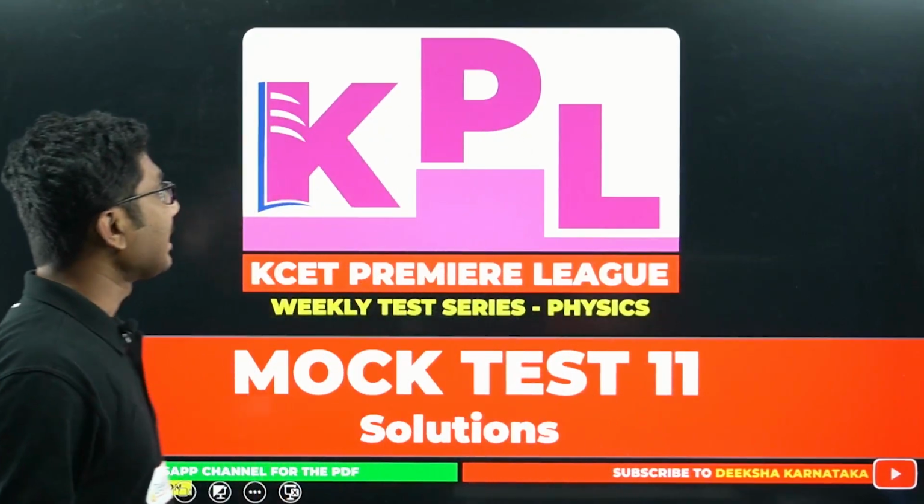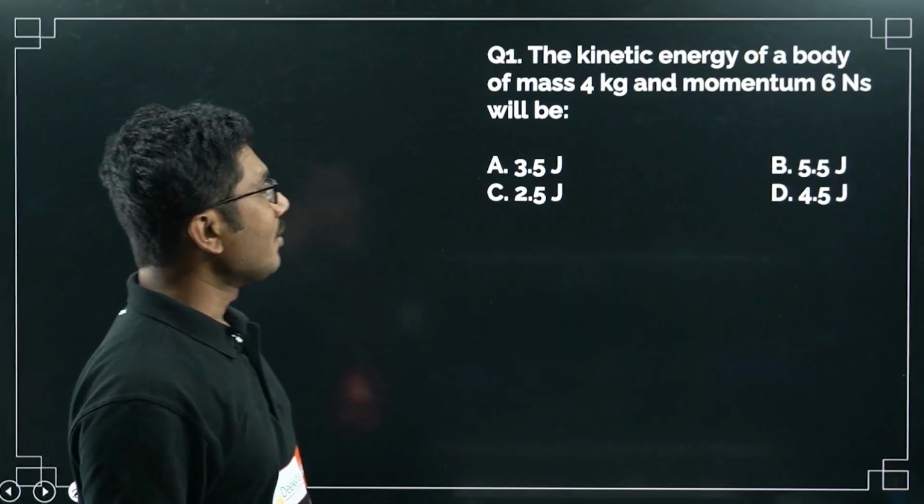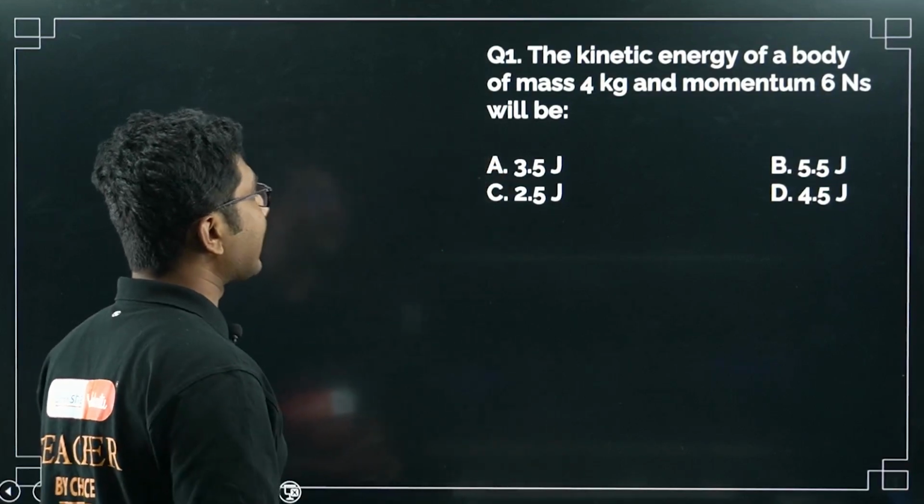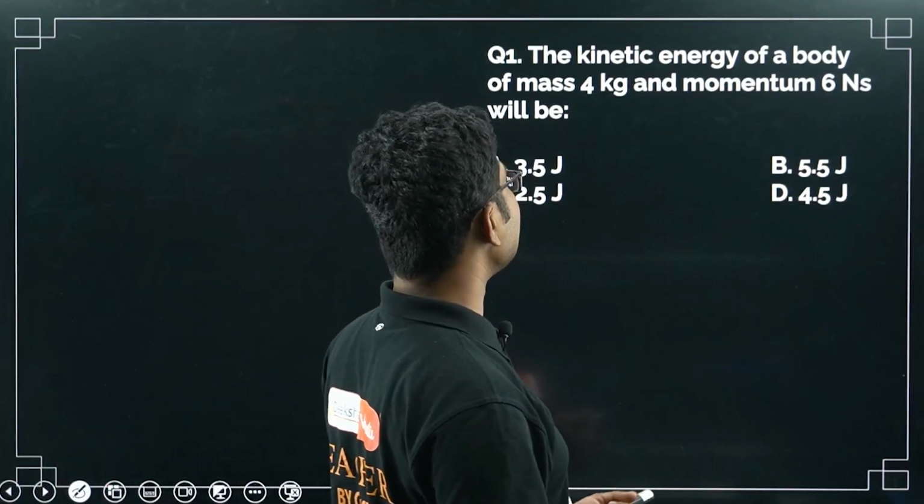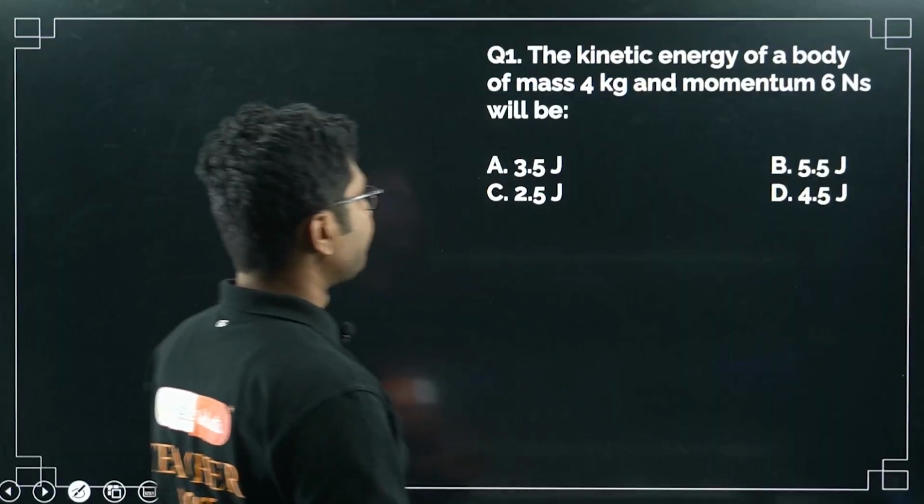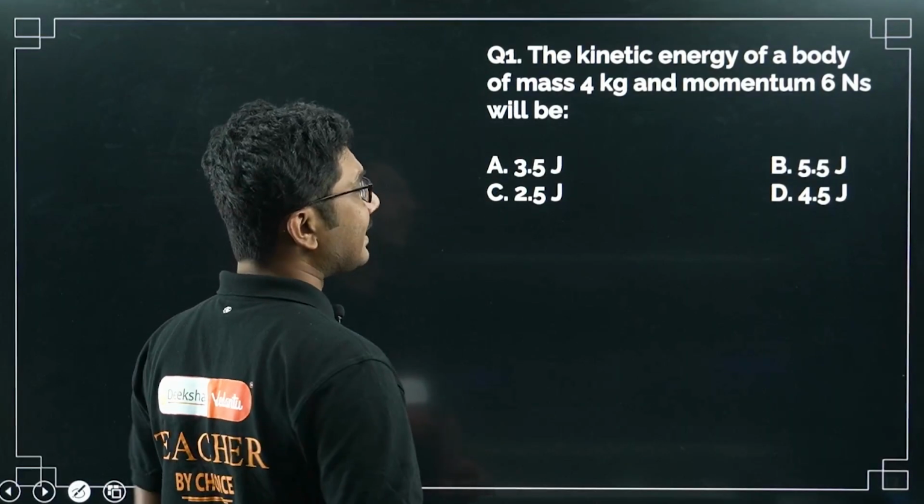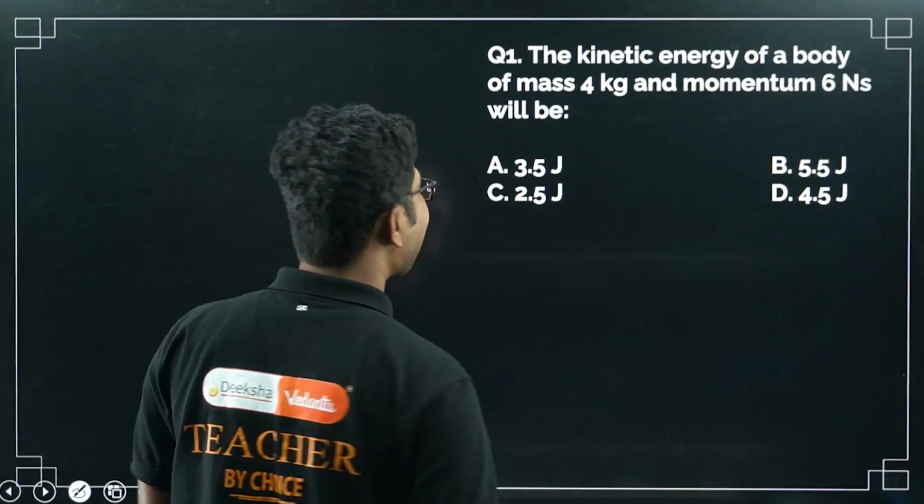So let's start with the question number 1 for today. The kinetic energy of a body of mass 4 kg and momentum 6 Newton per second will be. So the mass is given and momentum is given. Then they have asked you to find the kinetic energy.